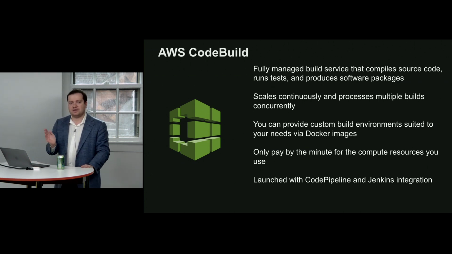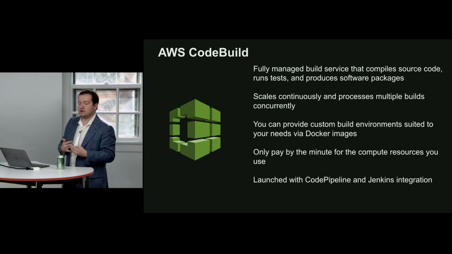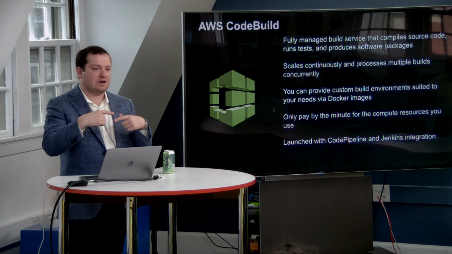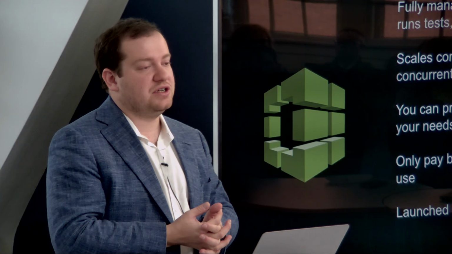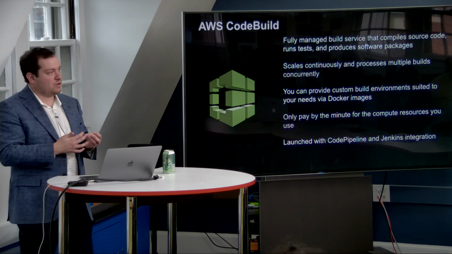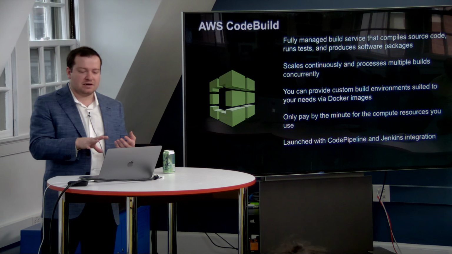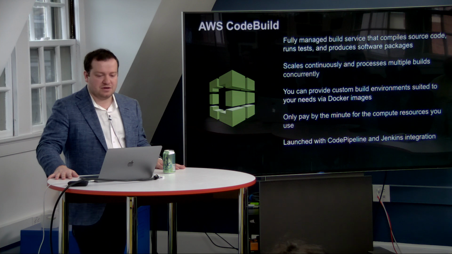You can also do custom build environments with it. The way it works is through Docker containers. We have a bunch of pre-built Docker containers. You can also bring your own Docker container if you have some kind of customized build environment. And so it'll spin up the Docker container and run the test in that environment, give you the output of the test, or create whatever artifacts it needs to create, and then shut down the container. You pay by the minute, so you pay for only what you use. And it works with CodePipeline, which we'll talk about in a second, and it works with Jenkins, an open source CI tool that we see a lot of our customers use.